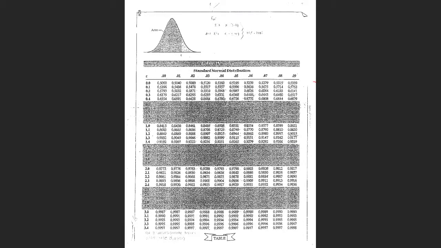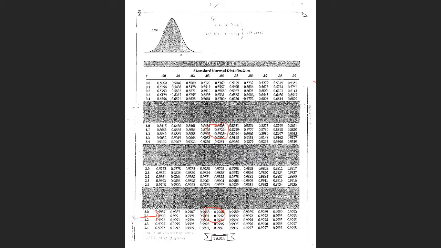So first I go to 1.0, and then the number in the hundredths place is 1, so I'm looking in the 0.01 column, and I can see that that's 0.8438. That's the area to the left.